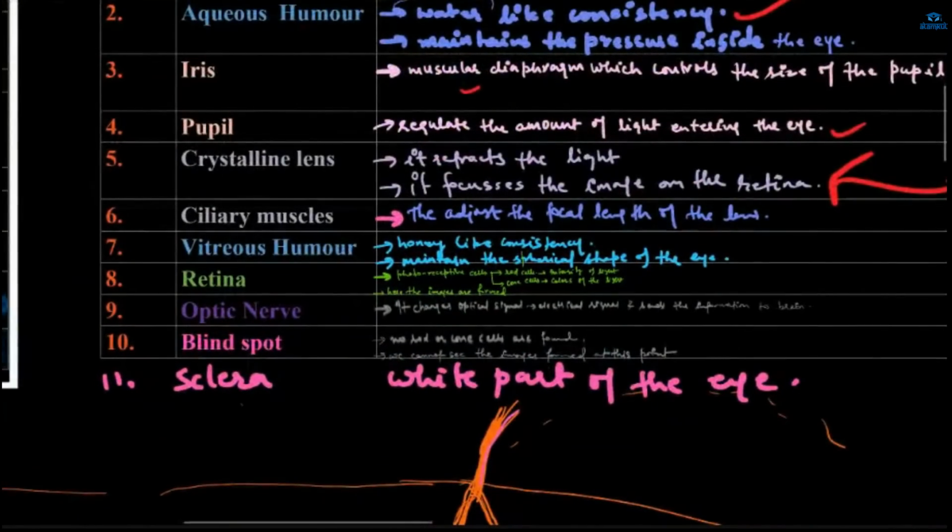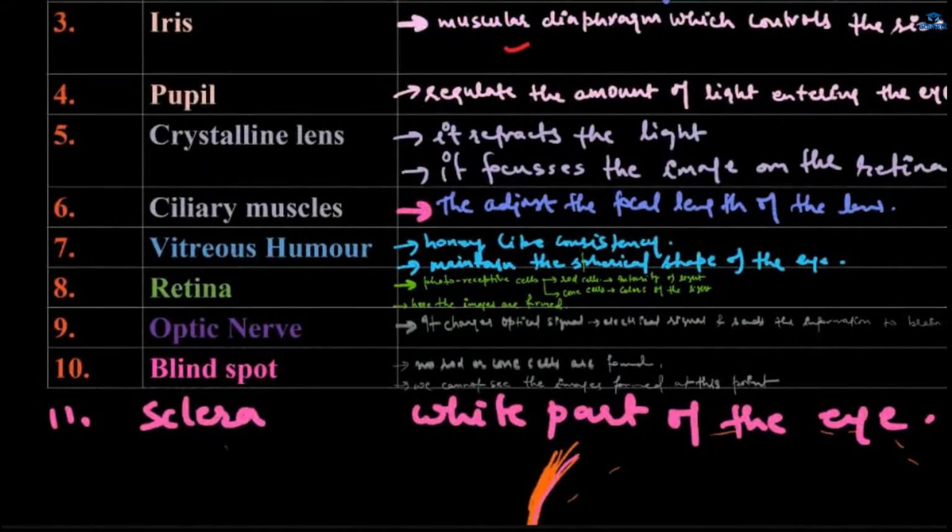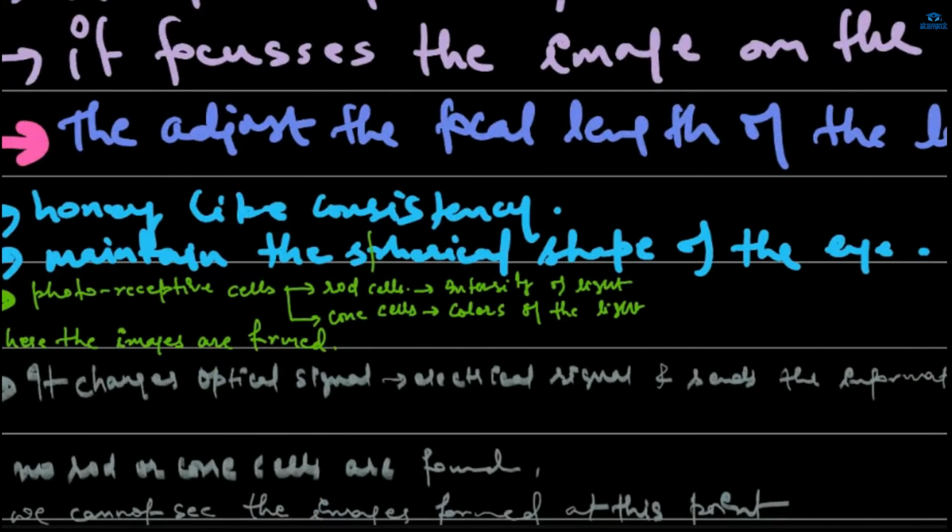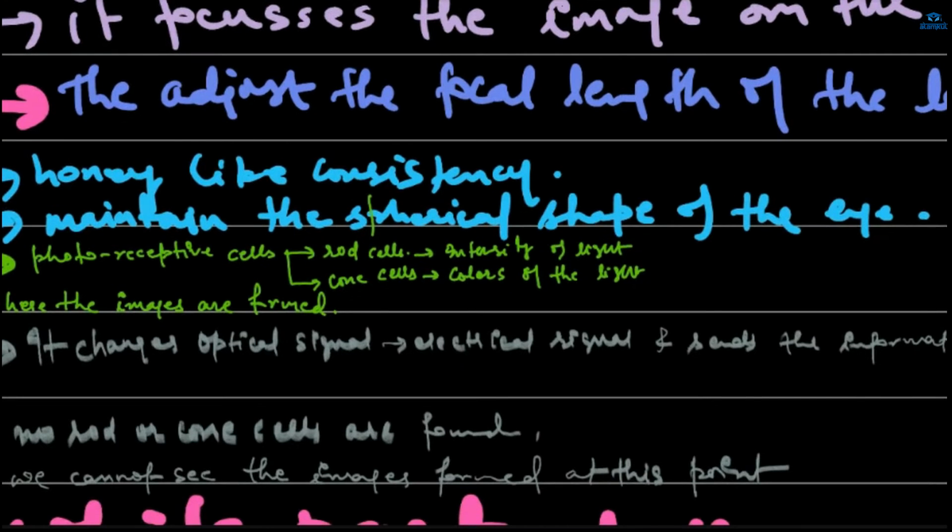Okay, fine. Now the retina, which has photoreceptive cells. It has two kinds of cells, that is rod cells and cone cells. Rod cells are responsible for judging the intensity of light. They are active towards the intensity of light, and the cone cells are active towards the color.